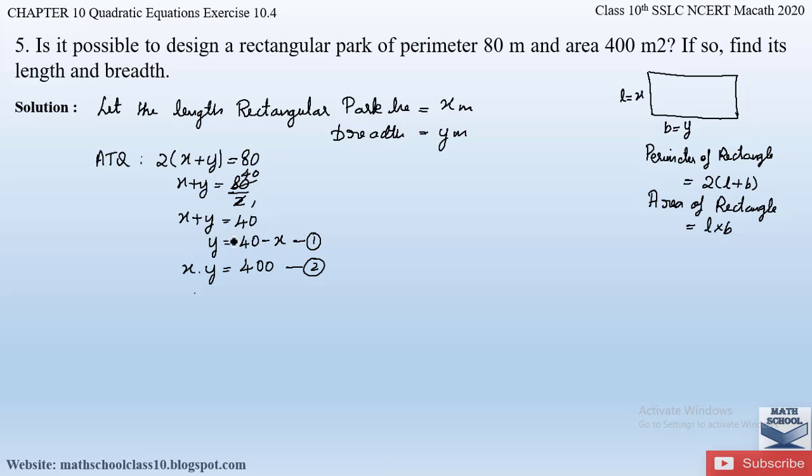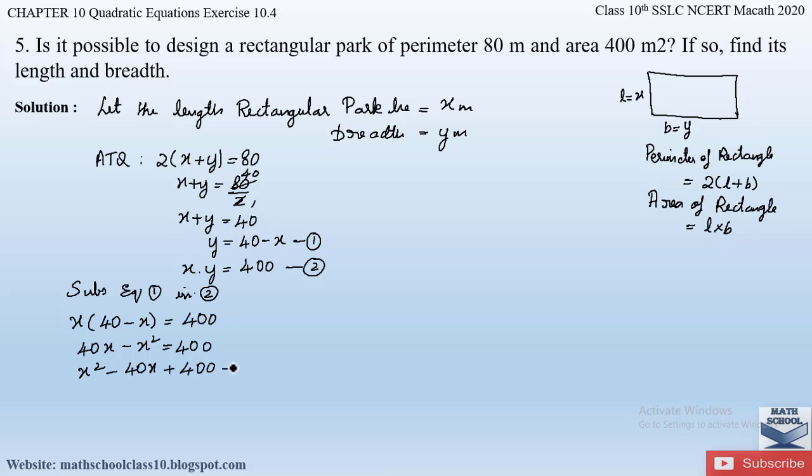Now let us substitute the value of y in equation 2. So let us write down, substitute equation 1 in equation 2. Substituting the value of y in equation 2, it is x into 40 minus x is equal to 400. Now open the brackets here. 40 into x will be 40x minus x into x is x square is equal to 400. Now let us send these values to the right hand side so that we can obtain a quadratic equation. So minus x square will become plus x square minus 40x plus 400 is equal to 0.